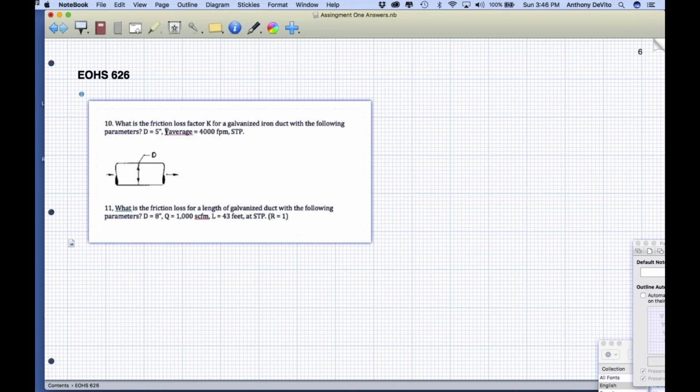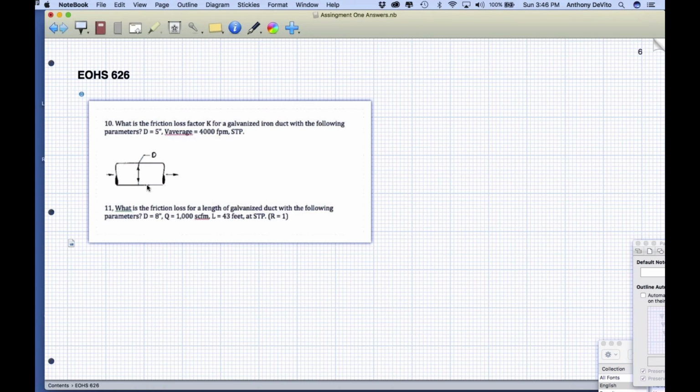Okay, and the other thing that's mentioned here that's interesting is that it defined the velocity as the average velocity. In fact, we almost always talk about the average velocity. The actual velocity inside of this ductwork varies from the center to closer to the sides because of friction. In fact, you've seen the gradient in the text that shows the middle of the ductwork has the highest velocity. So the average velocity is really what we're interested in.